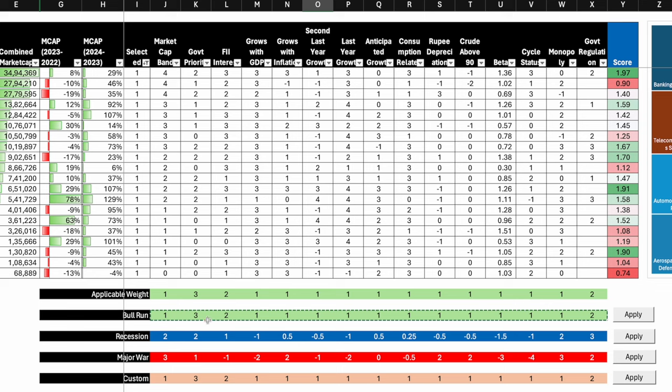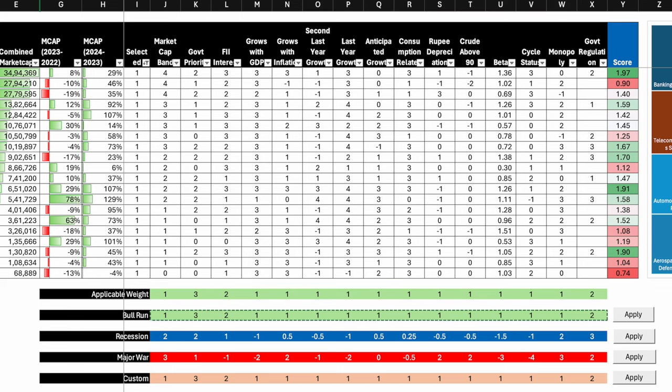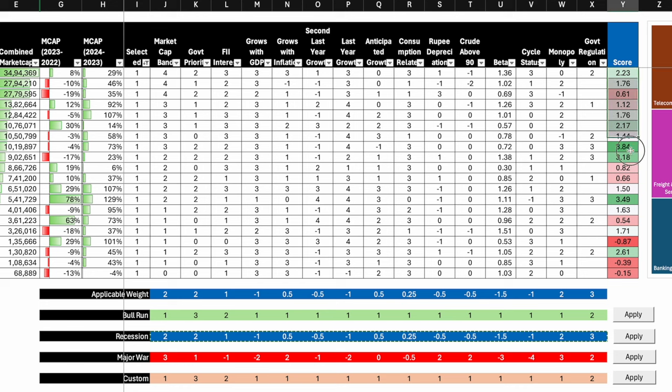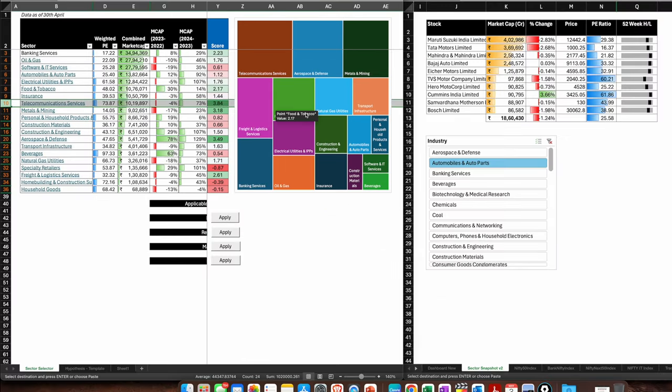So right now we are in a bull run. Apply. So these values are copied to applicable weight. Now suppose we are expecting, for whatsoever reason, maybe driven by external factors, we expect a recession to strike, say, in 3 months. So what will the sectors look like? Let's apply and check. Observe the changes. Immediately, the scores change significantly here. The negative value sectors are expected to cause losses and hence are removed from the heat map automatically. Telecom will be the favored sector, the largest one, 3.84, which we just saw, followed by metals and mining.